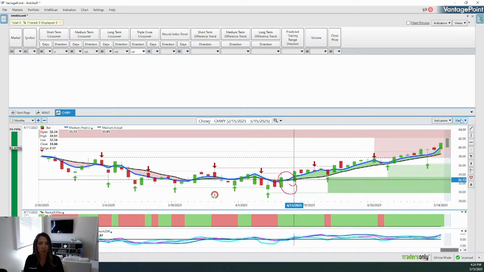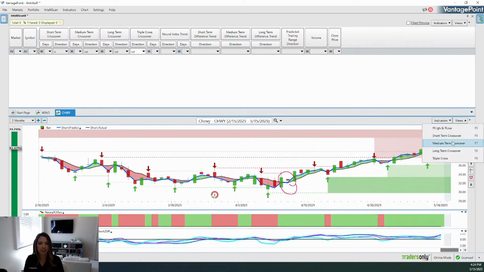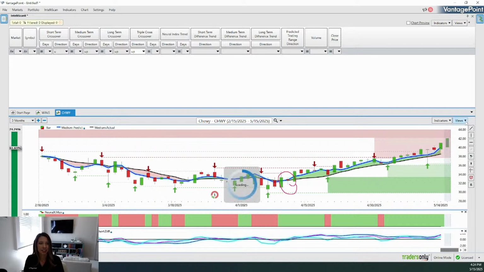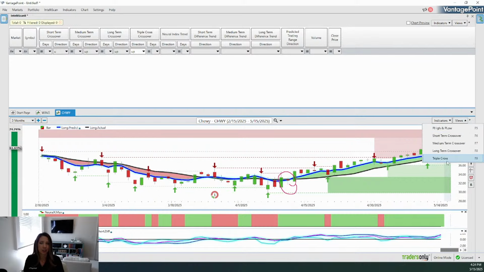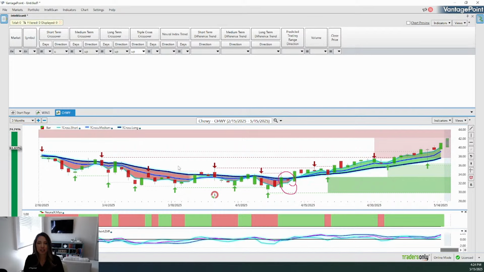All right. So we're walking through our short, our medium, our long, and our triple crossovers to confirm that the types of trends we're looking for are in fact bullish, are in fact confidently bullish based on the predictive analysis in VantagePoint.